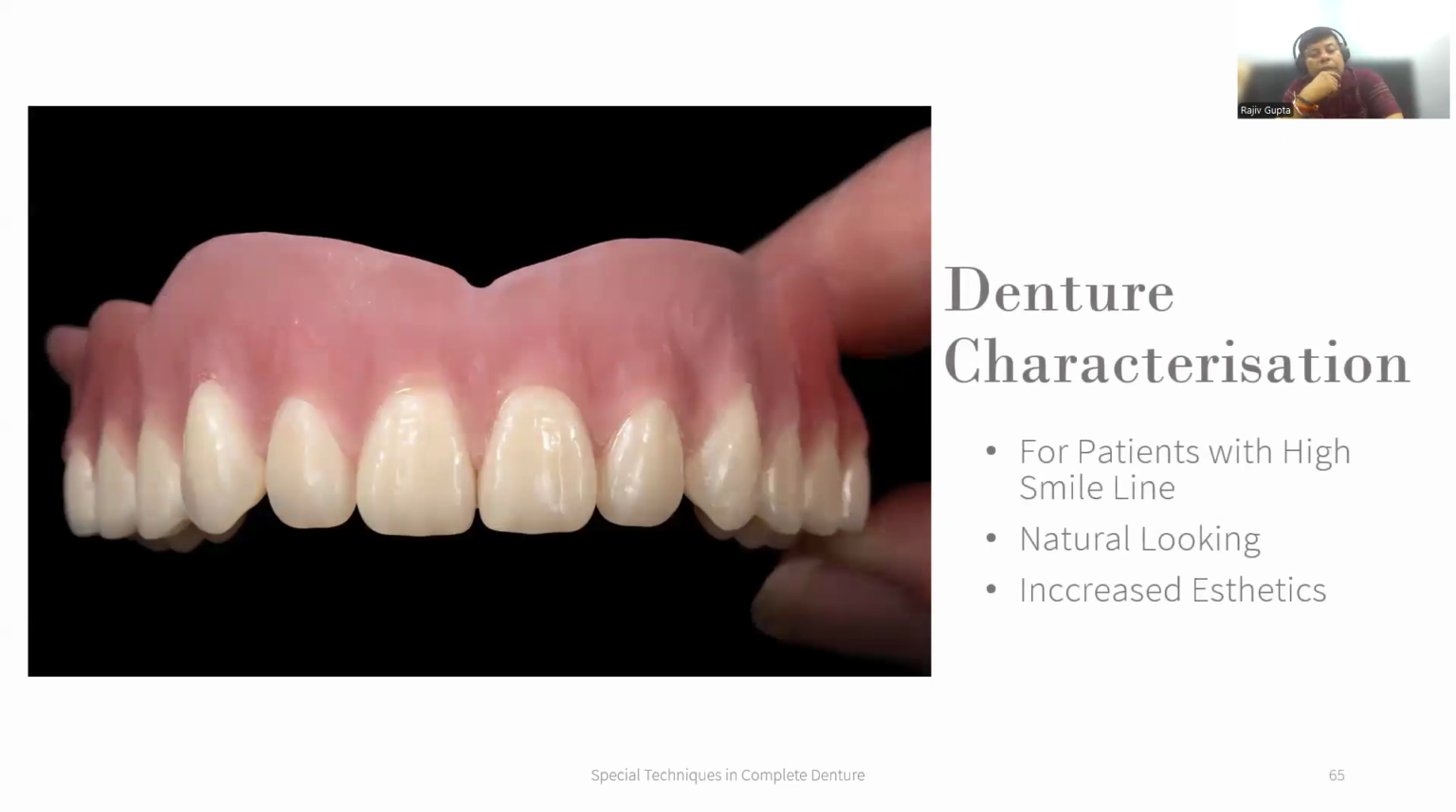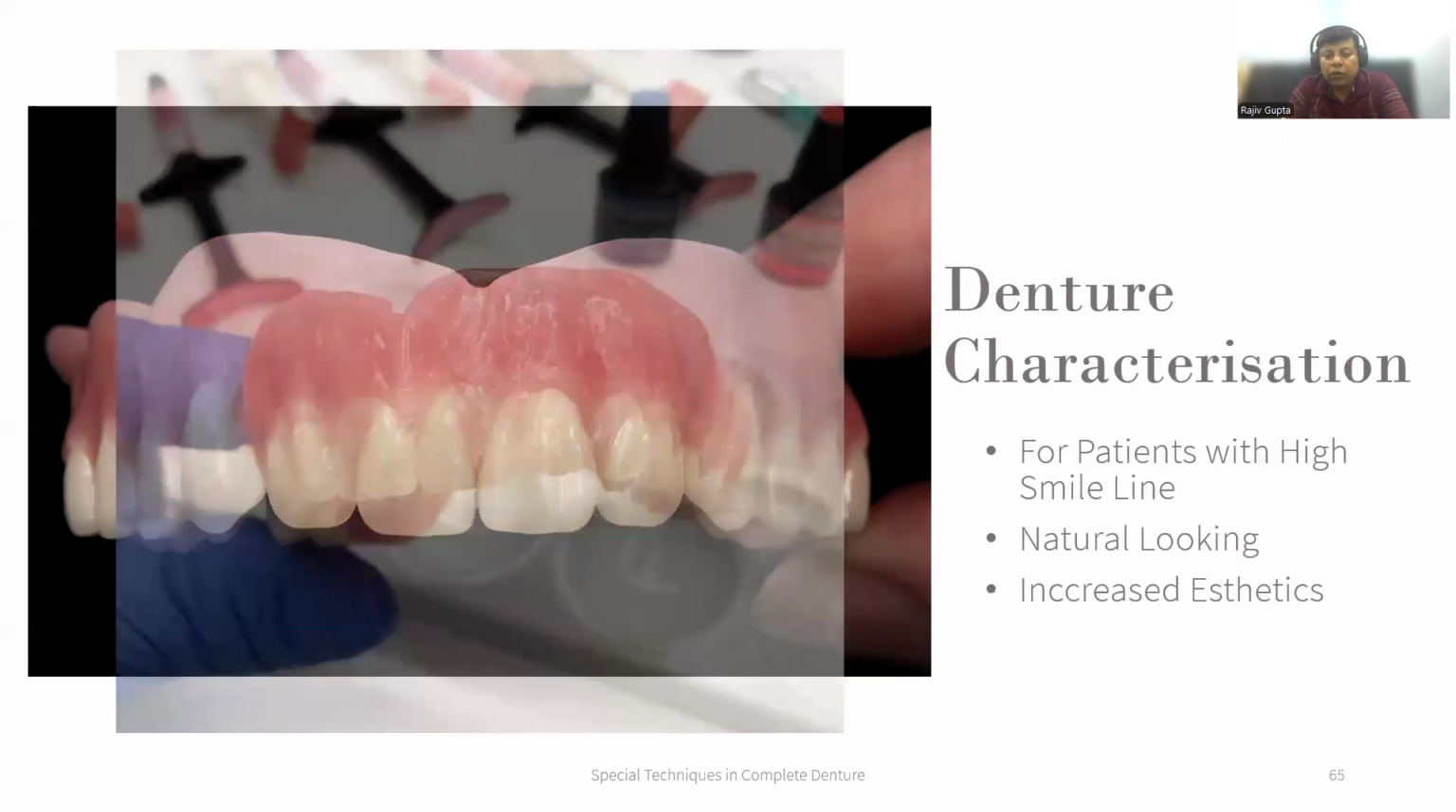Another special condition for the denture is denture characterization. We can have patients with a high lip line, so we have to do some kind of characterization. The denture should not look like a denture. It is always said that patients should not have a denture look. So to give the desired aesthetics, we have to have some characterization done or incorporated.